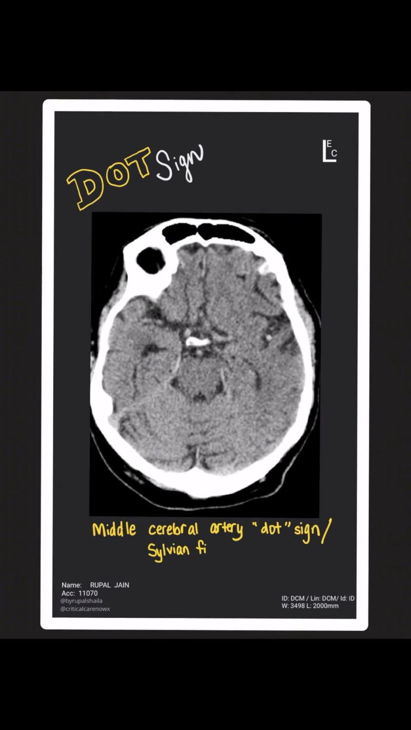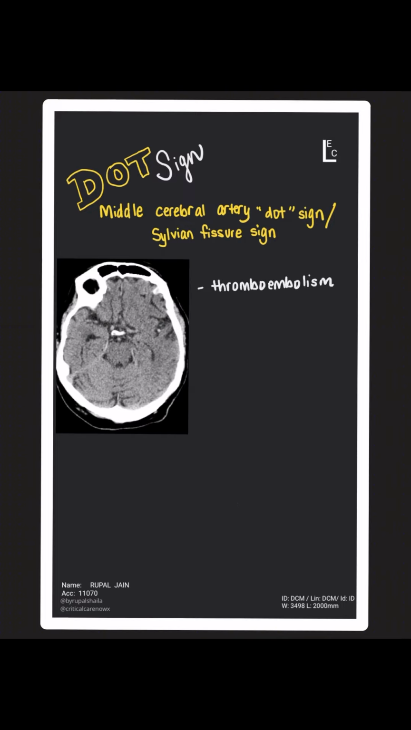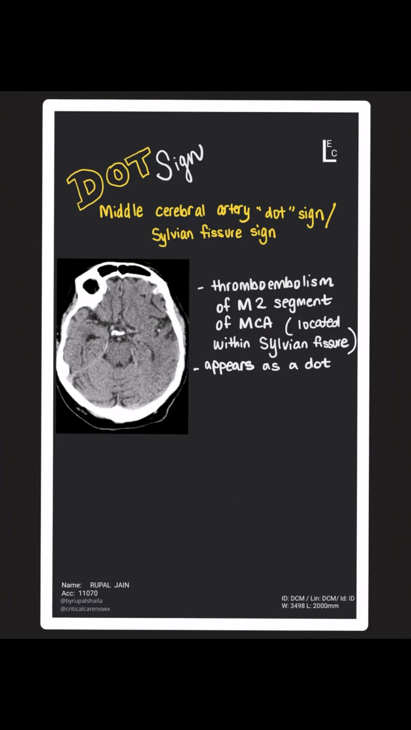or the Sylvian-Fisher sign. This hyperdensity is produced by thromboembolism of the M2 segment of the MCA, located within the Sylvian fissure. Now, because the occluded vessel courses in a plane perpendicular to the transverse plane of imaging, or in the axial section, it appears as a dot. This occluded vessel is hyperdense compared to a normal vessel because a thrombus containing erythrocytes, fibrin, and cell debris has likely already formed prior to embolizing from either the heart or the carotid bulb.